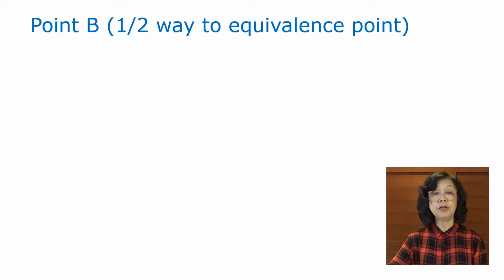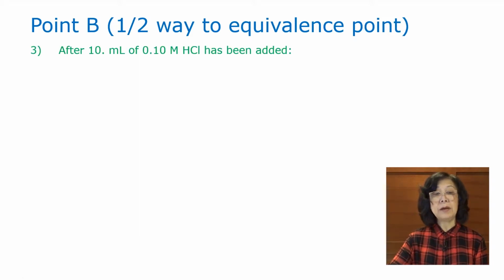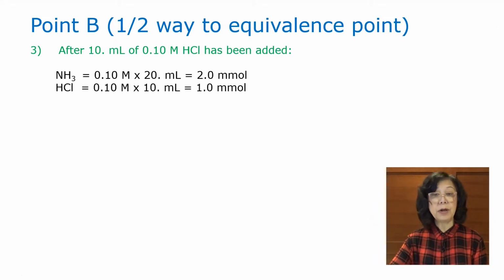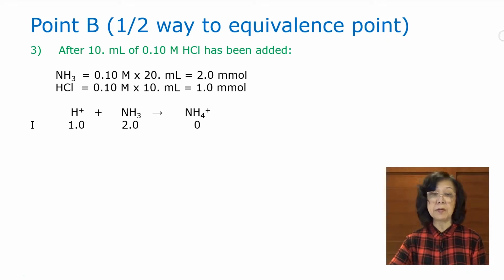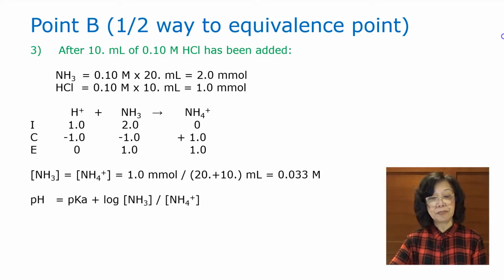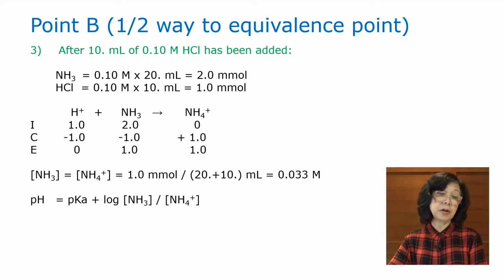Now, at halfway to the equivalence point, after we added 10 milliliters of the strong acid, we have 2 millimoles of ammonia in the flask. We have now 1 millimole of hydrochloric acid delivered from the burette. So writing the net ionic equation using the ICE table for our setup, we find out that all that hydrochloric acid is used up, but we have 1 millimole each left of the ammonia and the ammonium. This is clearly a buffer solution, and we can use the Henderson-Hasselbalch equation to solve it.